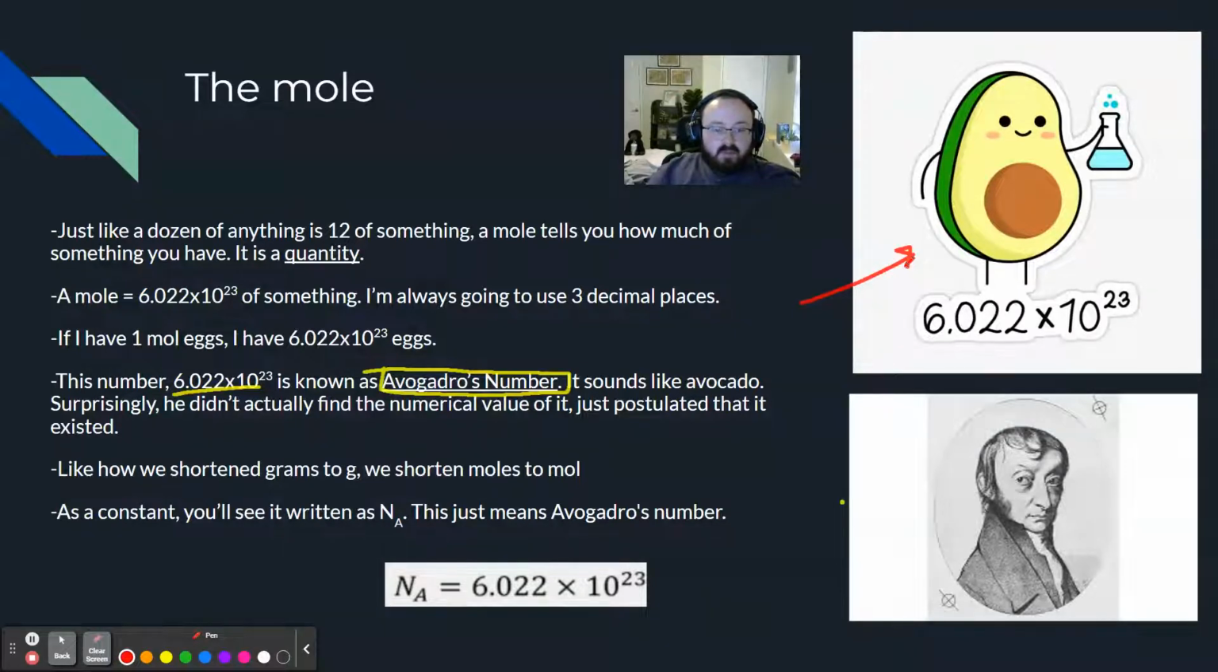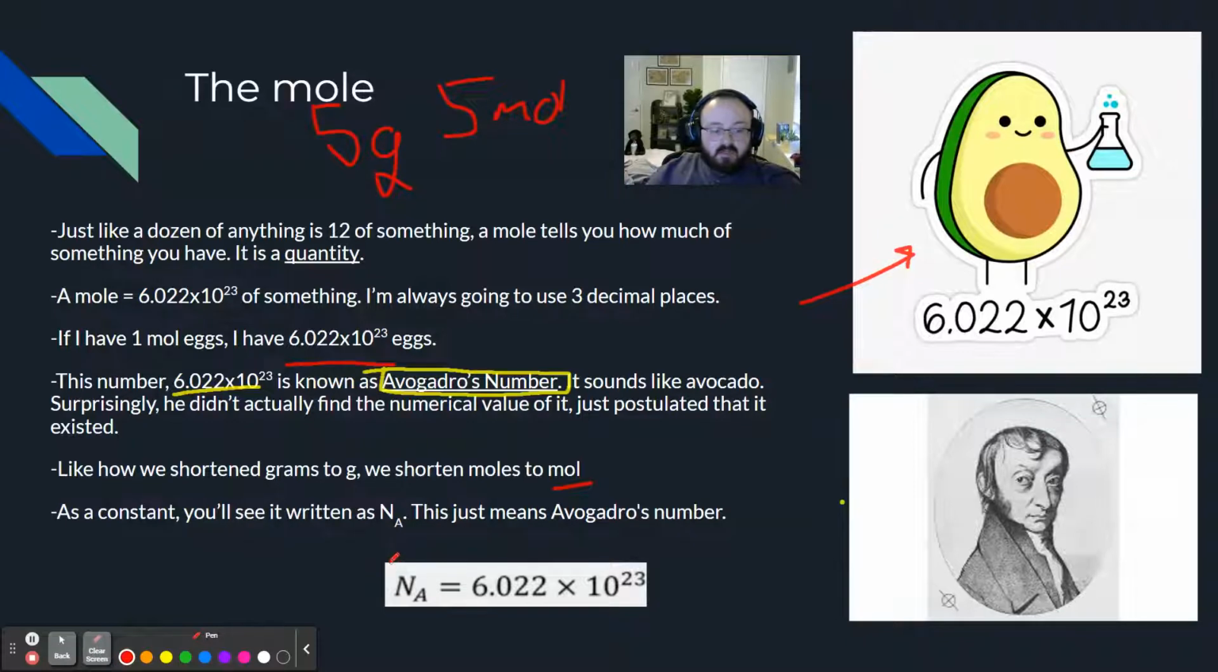Just like grams measures mass, and it's shortened to g as the unit, moles measures amount of stuff, and its shortened version is mol. So we would say this is mole. Just like if you said, I have 5 grams of something, if you said 5 mol, I have 5 moles. That's just what that means. It means I have 5 times this number amount of stuff.